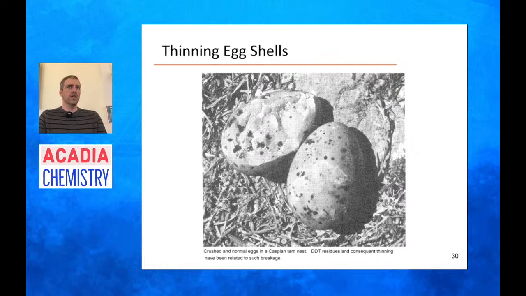So birds, of course, lay eggs, and then they like to sit on the eggs to incubate them. And what was happening is very often these eggs would just get crushed when the bird would sit on them because the egg shells were so thin. And losses in terms of chick mortality, or we wouldn't even get to the chick phase, started to grow and grow. And then these birds weren't reproducing. And then, of course, their numbers plummeted.